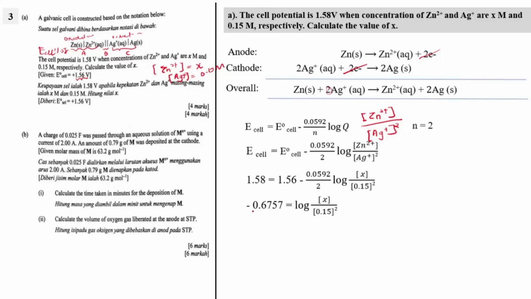And then we're going to get this value here, which is negative 0.6757. So double check your answer. And then we're going to anti-log. So we're going to get x divided by 0.15 square is equal to 0.211. And then from here, 0.15 square, we're going to bring it to the right hand side. And then we're going to get the value of x. And therefore, the value of x here to be 4.75 times 10 to the power of negative 3 molar, where the value of x here is referred to the concentration of the zinc 2 plus. Alright.